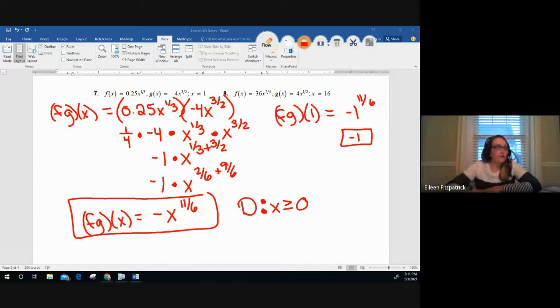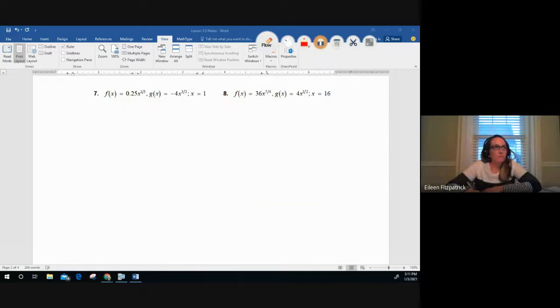All right, now we're going to do the same problem, but the division. So it's f divided by g of x. So you take the f of x function, which again, I'm going to write as 1/4 x to the 1/3 divided by -4 x to the 3/2. Now we can actually talk about the domain here, but we'll talk about it at the end like we normally do.